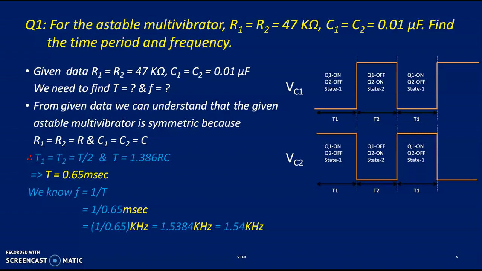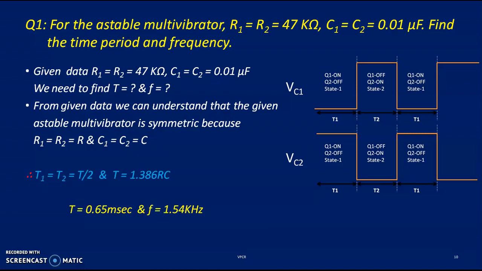Again, if you approximate to 2 decimal points, that is nothing but 1.54 kilohertz. So this is how you can find out the time period and frequency when you are given R1, R2 and C1, C2 values.